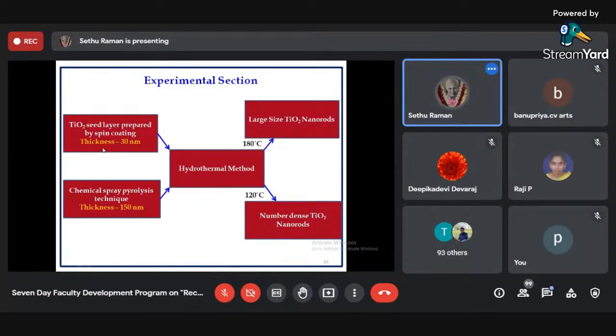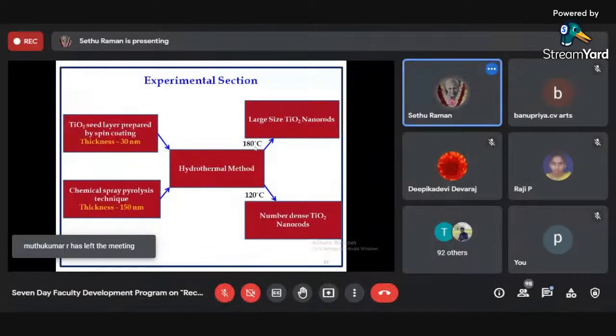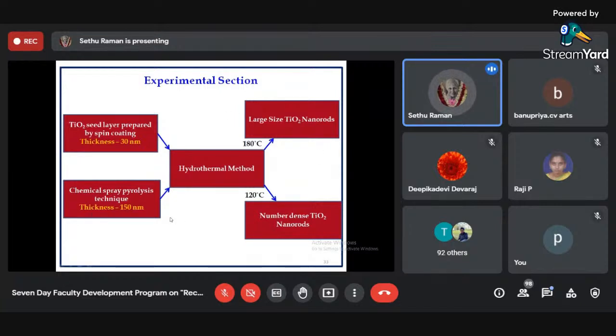The TiO2 seed layer is prepared by spin coating with a thickness of 30 nanometer, and the chemical spray pyrolysis seed layer has a thickness of 150 nanometer. Using the hydrothermal technique with these seed layers, the lower thickness seed layers are grown at the higher temperature, 180 degrees Celsius. So we obtain large size TiO2 nanorods. With the higher thickness seed layer and somewhat lower growth temperature, we obtain a high number density of nanorods.